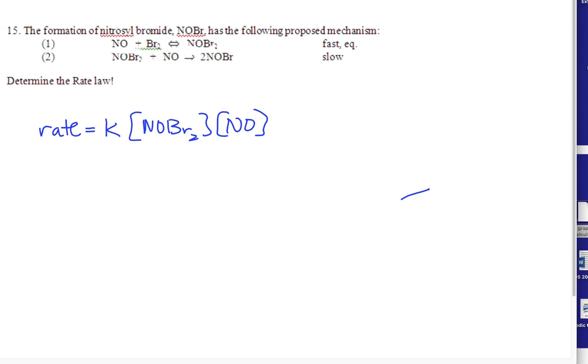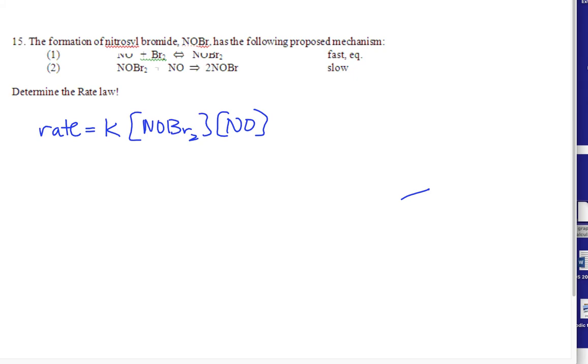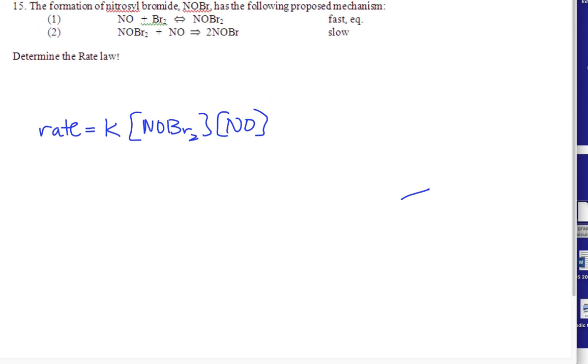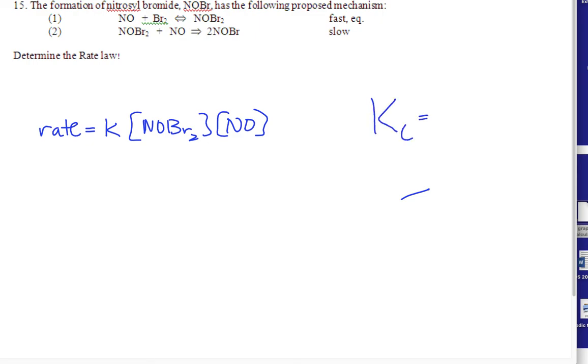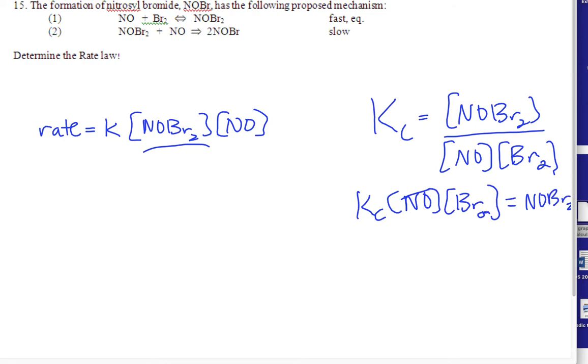I now want to redefine what my NOBR2 actually is. So I go to the fast equilibrium step, and I write K is equal to Kc is equal to products NOBR2 over reactants NO times Br2. And now what do I do? What am I trying to do? I want to isolate this NOBR2 by itself because that's the thing that needs to be replaced. So I'm going to cross multiply. I get Kc times NO times Br2 is equal to the culprit intermediate, NOBR2. There's a proportionality between those two based on the new combined Ks.